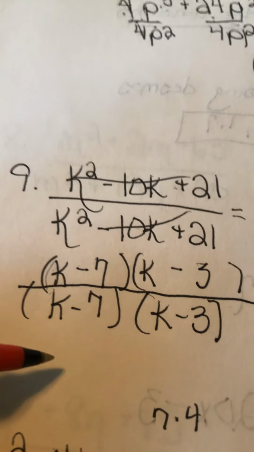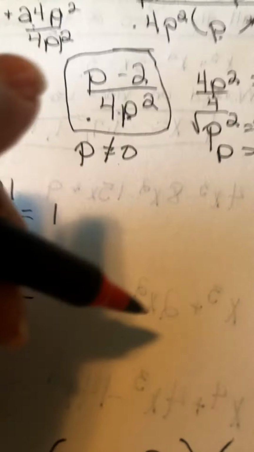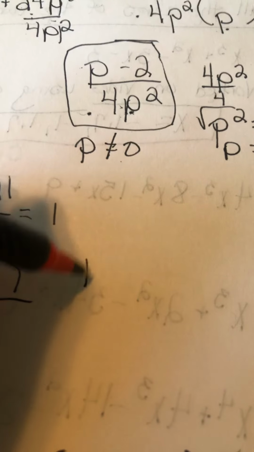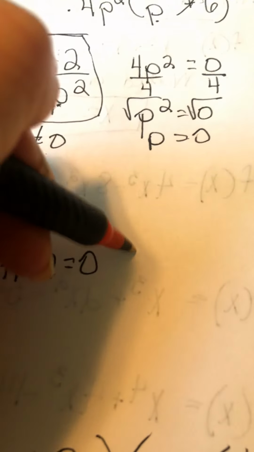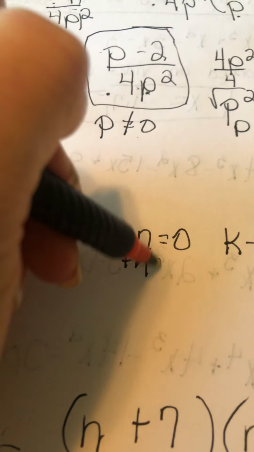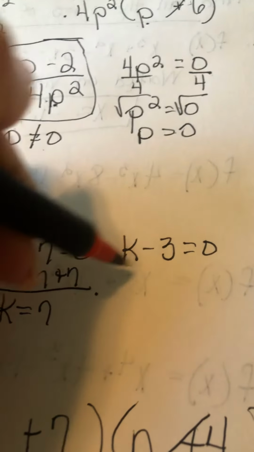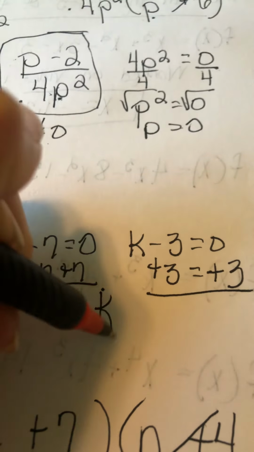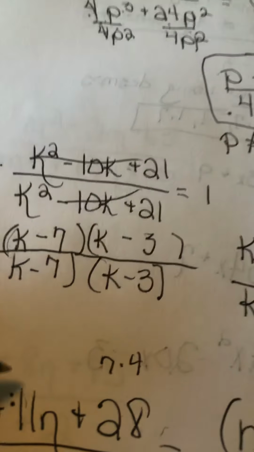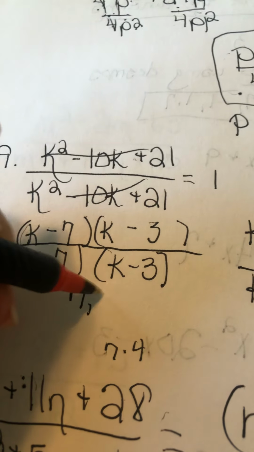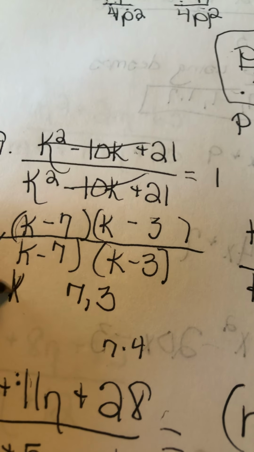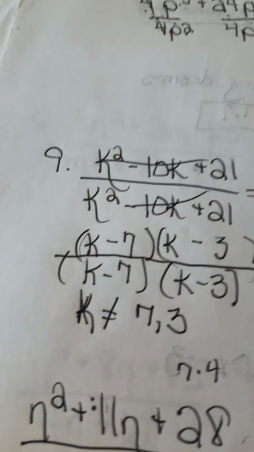But we do have to find our excluded values. And you're just going to do that by taking each factor, k minus 7 and k minus 3, and setting them equal to 0. So here we would just add our 7, and we would add our 3. So our excluded values here would be 7 and 3. So in other words, k, not x, cannot equal 7 and 3.